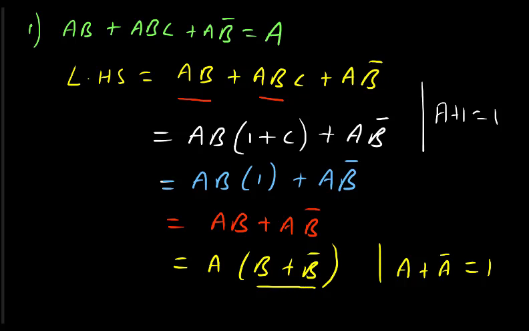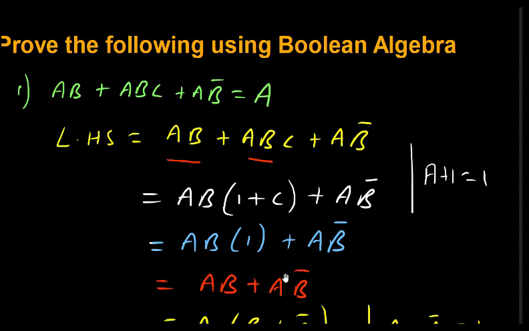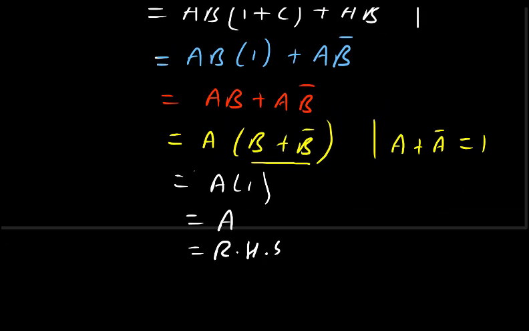So what we get here is A into 1, and A into 1 is A, which is equal to RHS. We can see here we have to prove this is equal to A. So this has been proved that this is indeed equal to A. So we can write hence proved. So this now we prove.